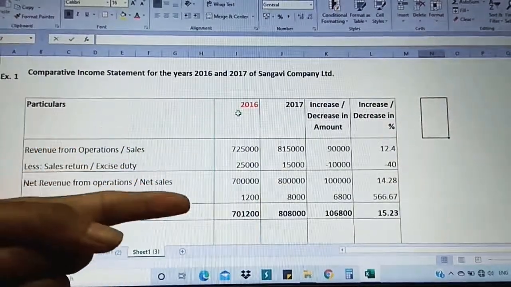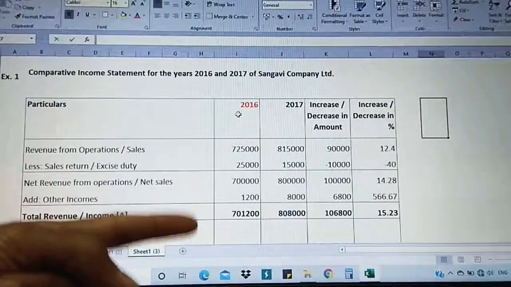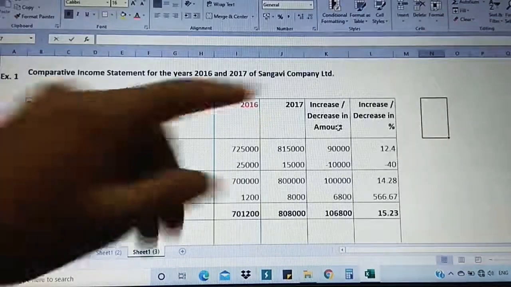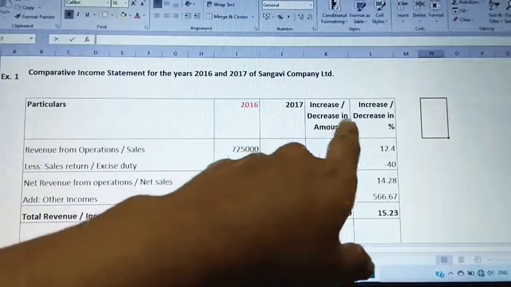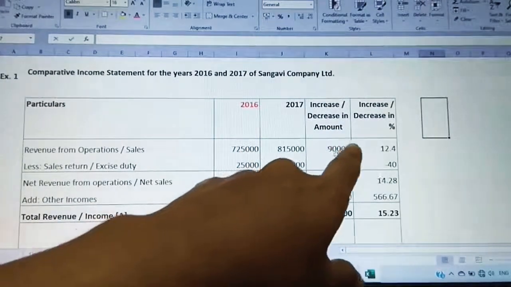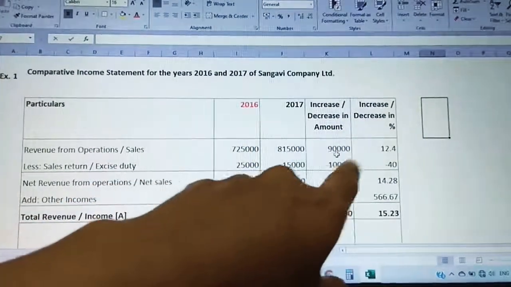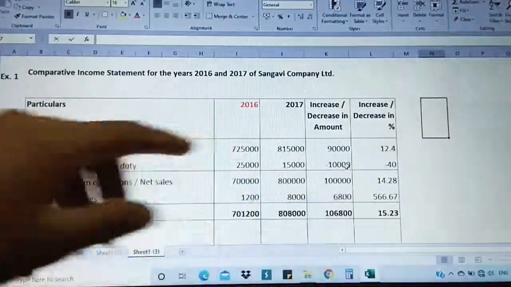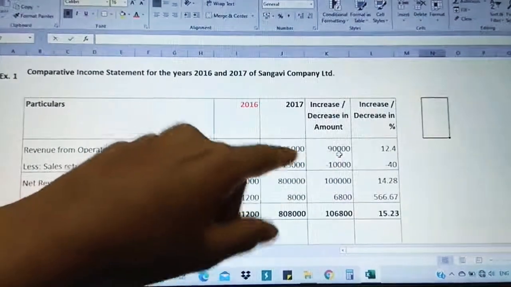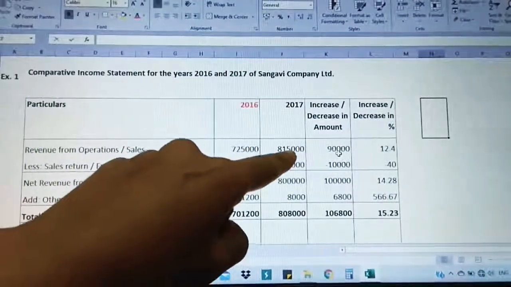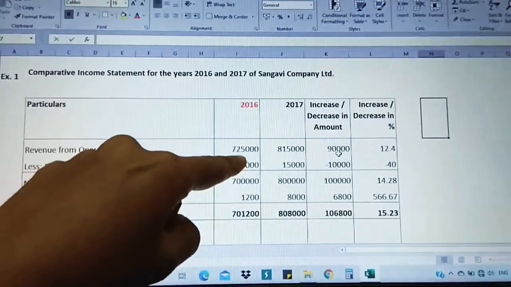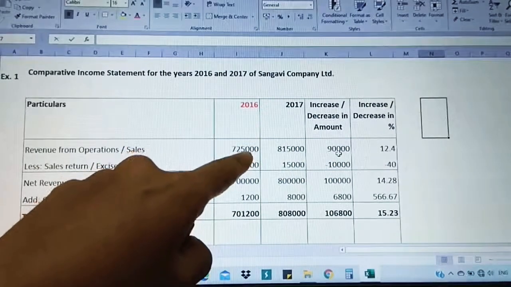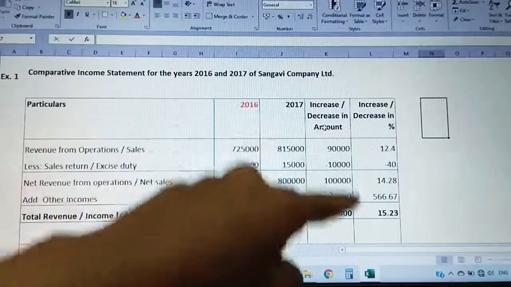Then along with this, other incomes, add. If it is not given, again it's going to be nil. The same value will be taken. If not, add it and show the amount. So after doing all this, here comes the third option, increase or decrease in amount. It may have increased or it may have decreased. If it is decreased, show it in the bracket. So 90,000 is the first, which means take the present year minus the previous year. Clear? From the second year minus the first year. So everything will be the same.